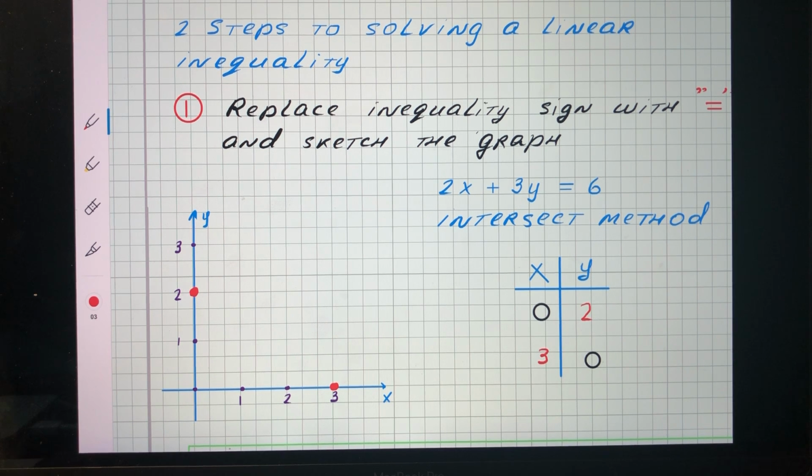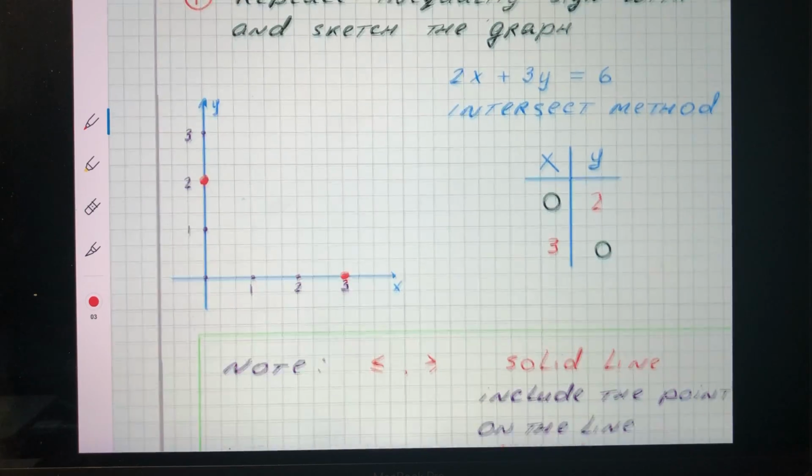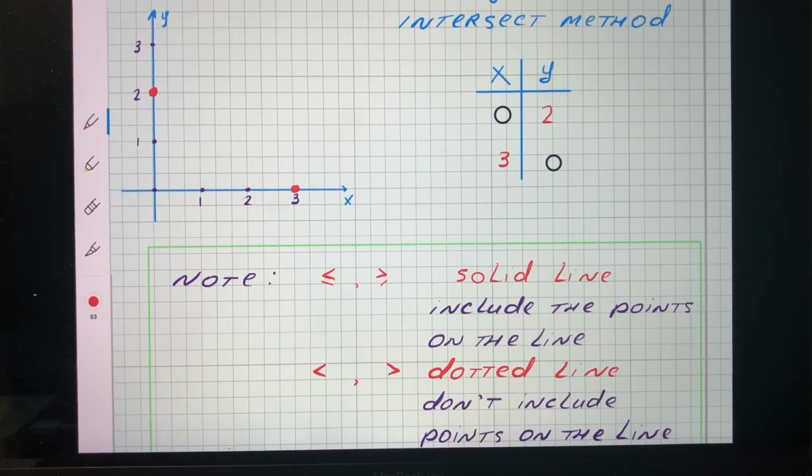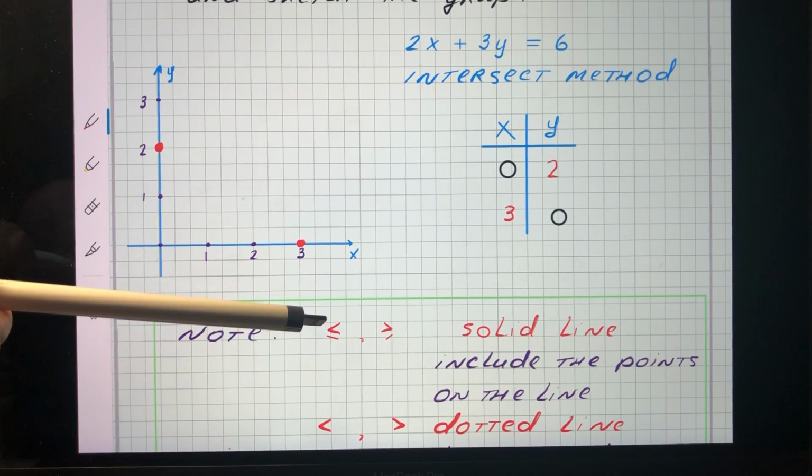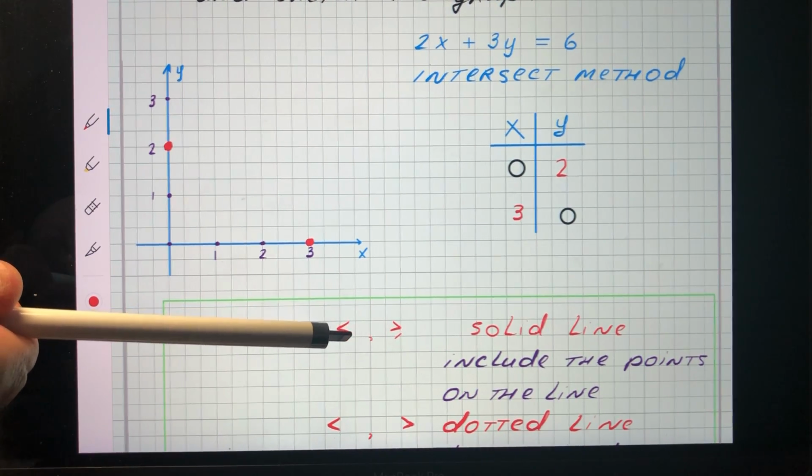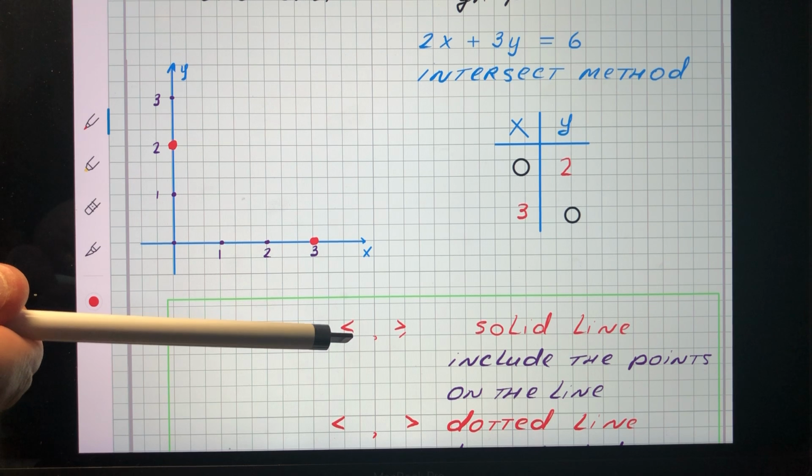Because we don't have an equation, we have an inequality. There are two ways to connect these two dots. One of them is we can use a solid line. We use a solid line if our original inequality had an equal sign. When it has an equal sign, that means all the points on the line are actually included in our solution. So that's why the line is solid, because it's part of the answer.